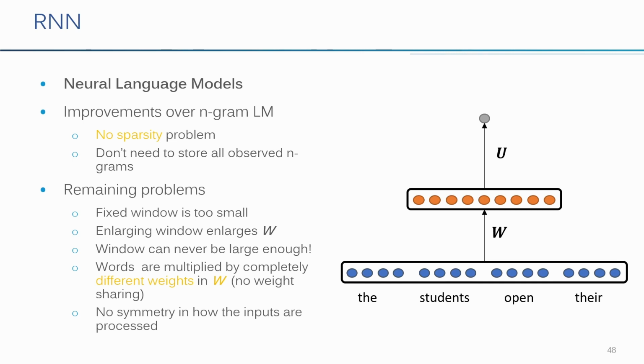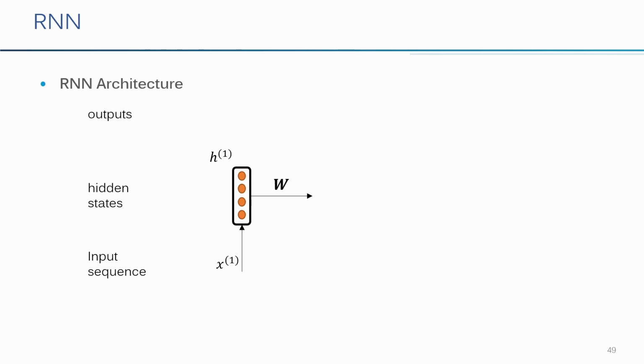Also, enlarging this window enlarges our weight. The window cannot be large enough, of course, and the words are multiplied by completely different weights as we move along, so we don't take into consideration the actual previous states to influence the new words. We hopefully want to avoid that. And there is no symmetry in how the inputs are processed as well.